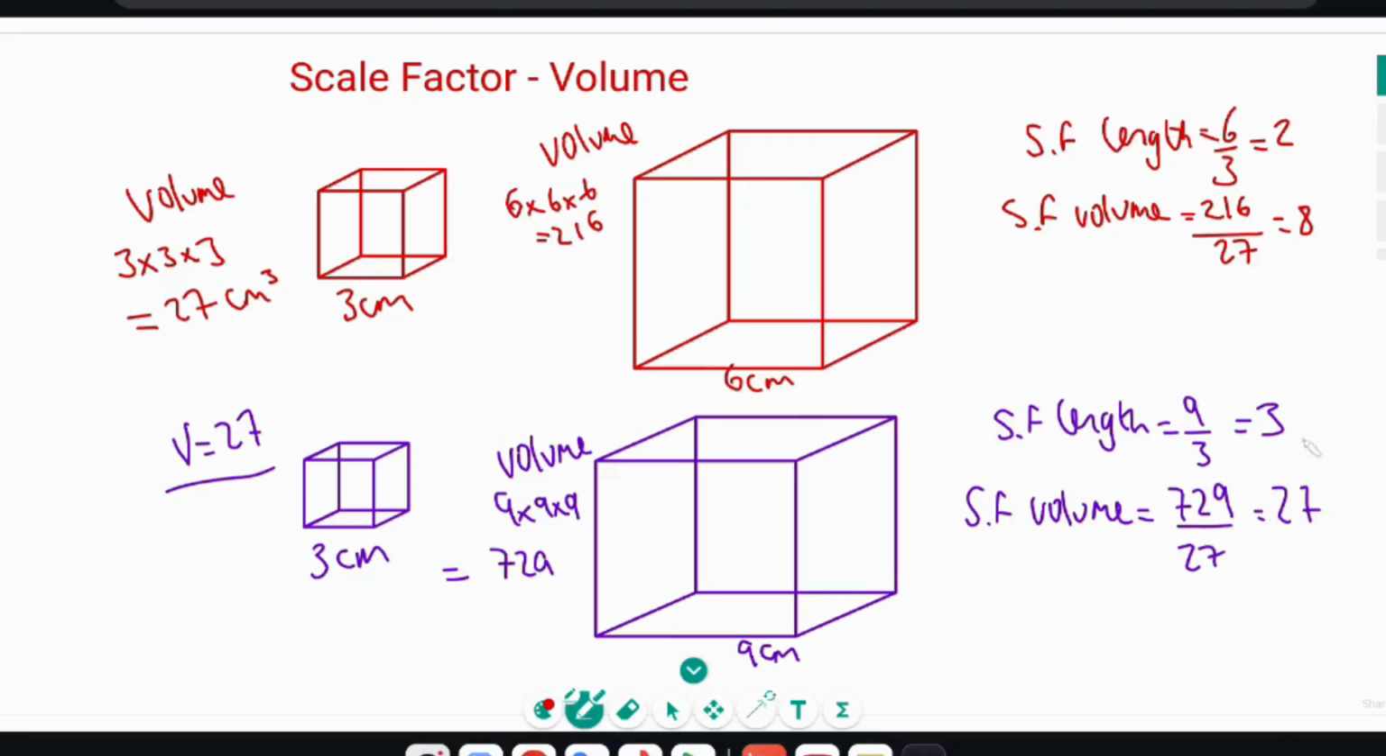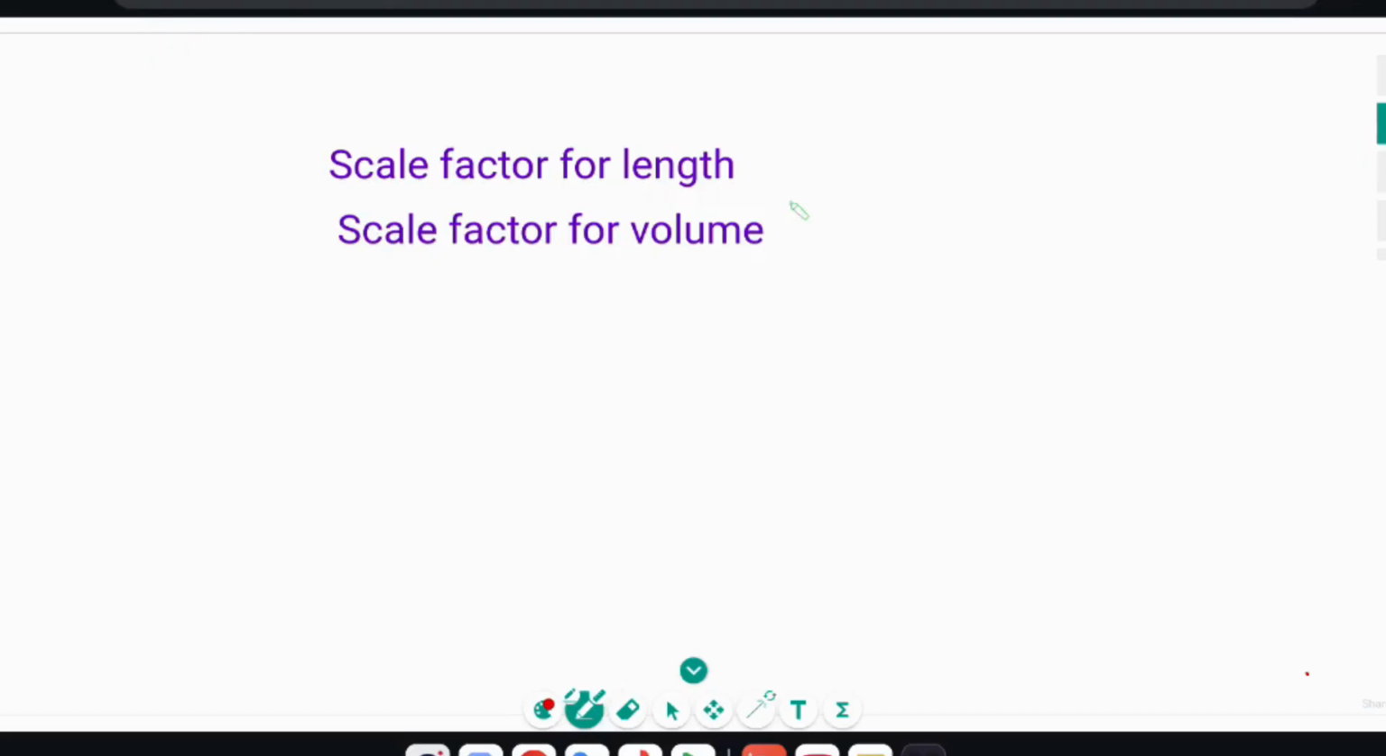27. Okay, I don't know if you've noticed, but 2 cubed is 8 and 3 cubed is 27. So to get from scale factor for length to scale factor for volume, we cube. If we know scale factor for length, we can cube to get the scale factor for volume, and to go back, we would cube root.